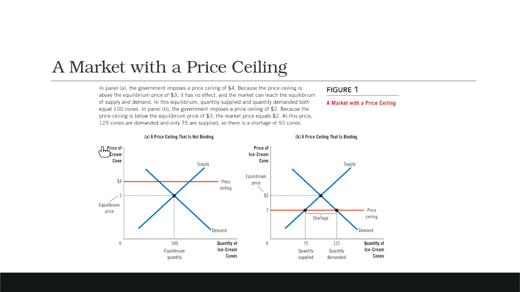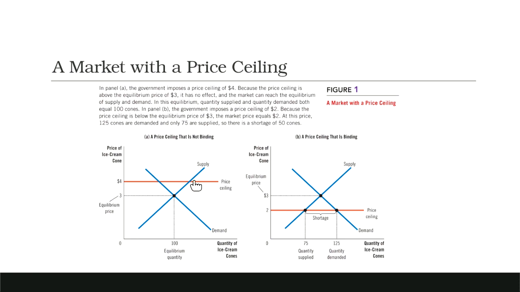So what does this look like? Well, let's just consider an example of a market with a price ceiling. This is an example in which the government imposes a price ceiling of $4, about where the equilibrium price was $3. So this is our equilibrium price, $3. This is our equilibrium, and our quantity is 100. Notice our demand curve is just following the law of demand, so it's downward sloping. Our supply curve is following the law of supply, so it's upward sloping.